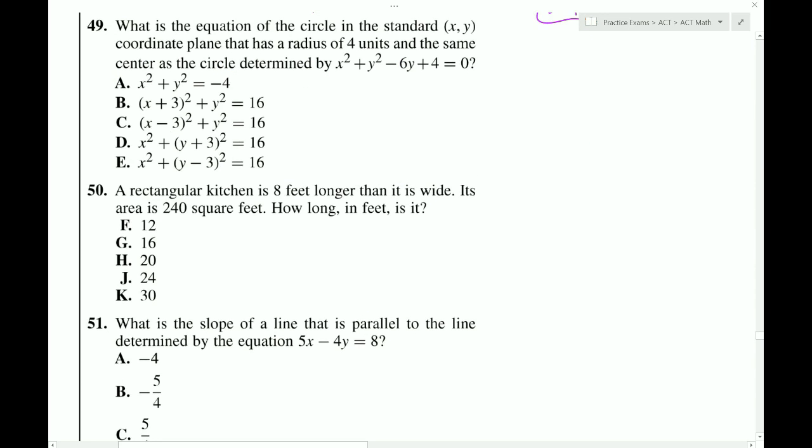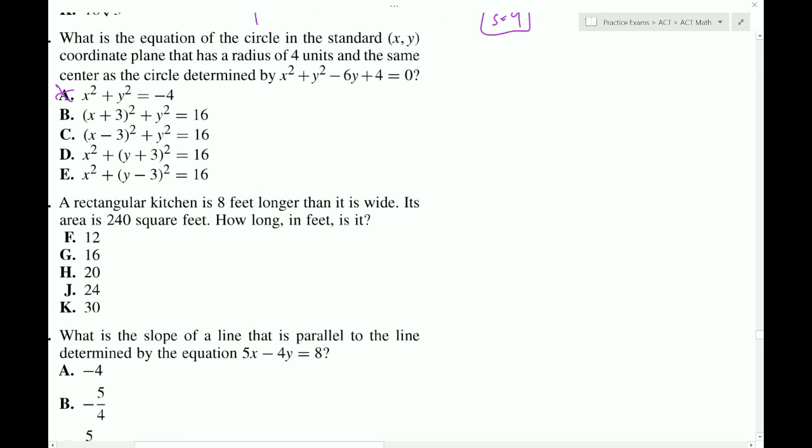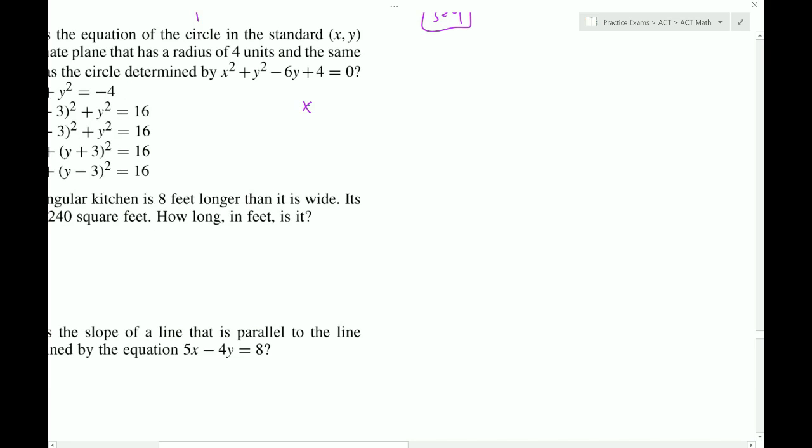What is the equation of the circle in the standard coordinate plane that has a radius of 4 and the same center as this circle? Okay. So we're going to have to first get the center from this, and then a radius of 4 we know is going to appear as a 16 in our equation, because this calls for r squared in that position. Right, so let's try to get the center from this. To do so, we're going to have to use a method called completing the square. For completing the square, we want to group the x and the y terms together and put any constants on the other side. So we're going to subtract 4 to the right-hand side.